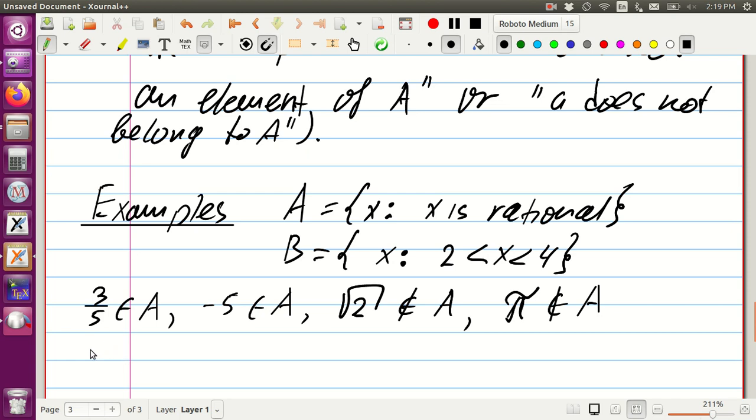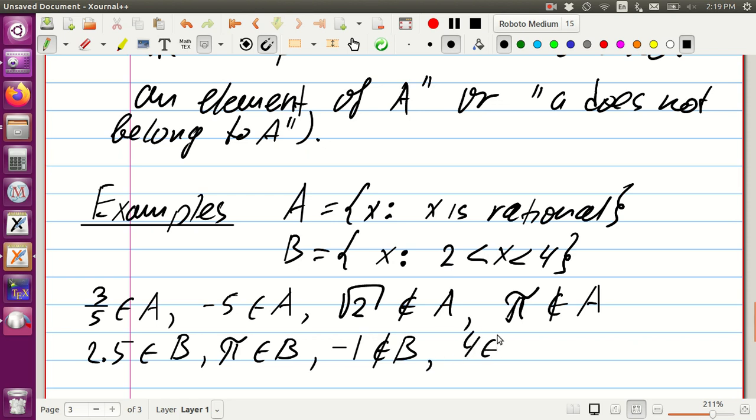All right, but what would be in B? Like the number 2.5, it's bigger than 2 and less than 4, so it's going to be in set B. The number pi will be in set B since it's 3.14, so it's again between 2 and 4. But -1 will not be in B because -1 is smaller than 2. And 4 itself, which is a borderline of the set, will not be in set B because it has to be strictly less than 4. Sorry, we have a number which is equal to 4, but we cannot really include it.